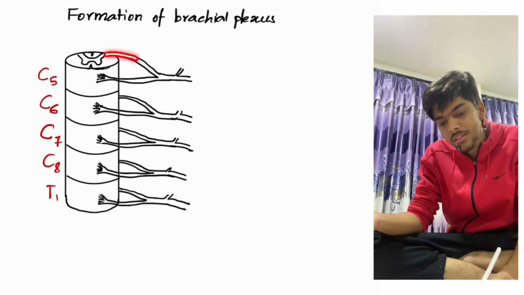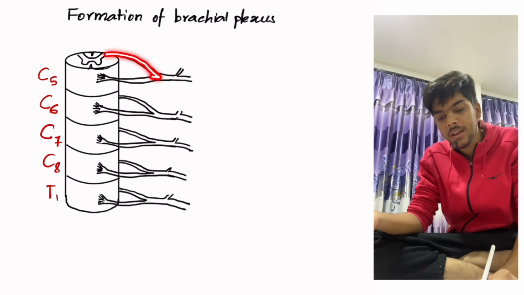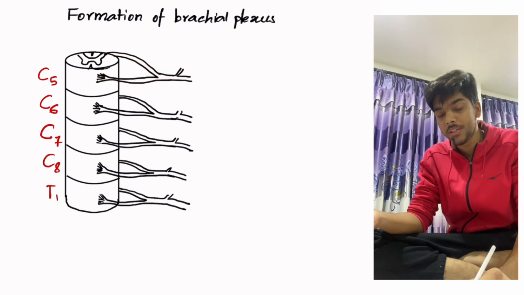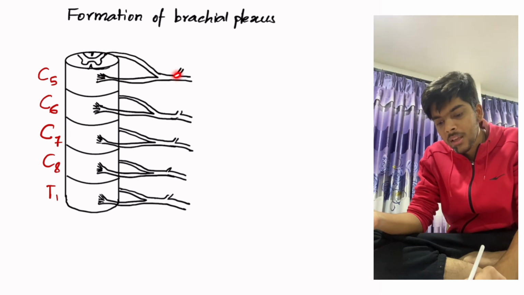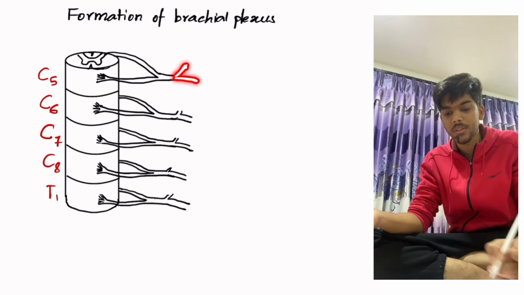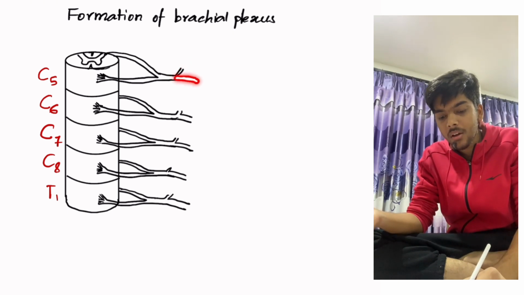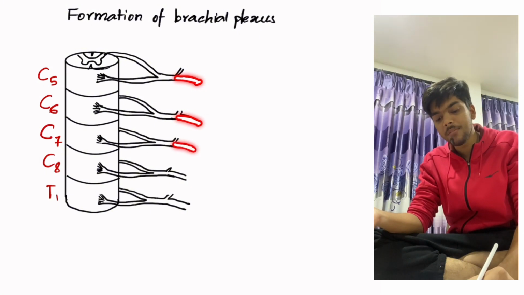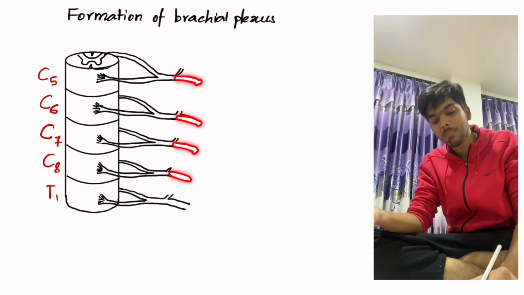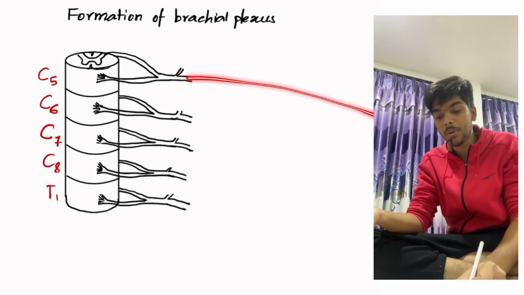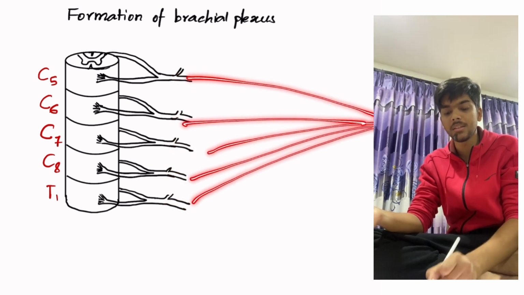This right here is the dorsal root of the spinal nerve, and this is the ventral root of the spinal nerve that merge to form the trunk. And the trunk again splits to form a thinner dorsal ramus and a thicker ventral ramus. The ventral rami of C5 spinal nerve, C6 spinal nerve, C7 spinal nerve, C8 spinal nerve, and T1 spinal nerve are responsible for the formation of brachial plexus.